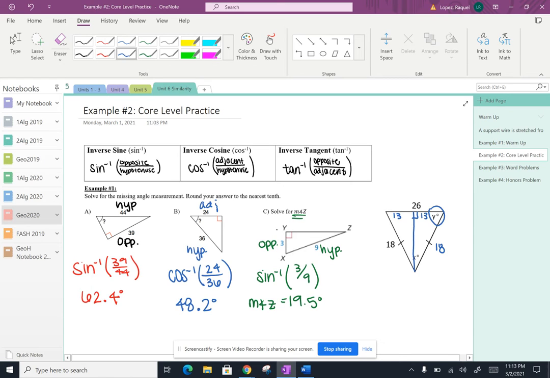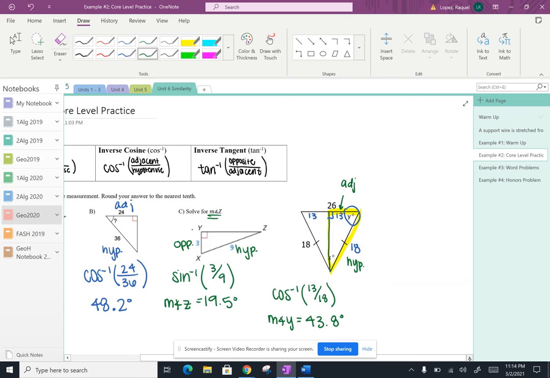Let's find angle Y first. In relation to angle Y, the side that's labeled 13 is an adjacent side, and the side that's labeled 18 is the hypotenuse, because what we're looking at is this right triangle that I've just highlighted in yellow. Since I've got an adjacent and a hypotenuse, I'm going to reach for the inverse of cosine. And I'm going to plug 13 divided by 18 into there. When I do that, I find that the measure of angle Y is 43.8 degrees.